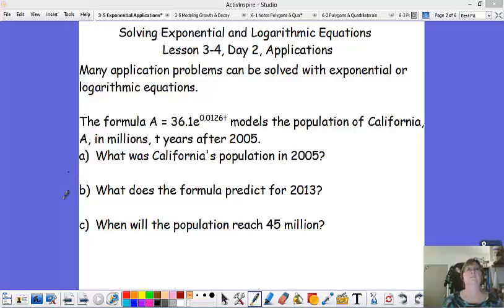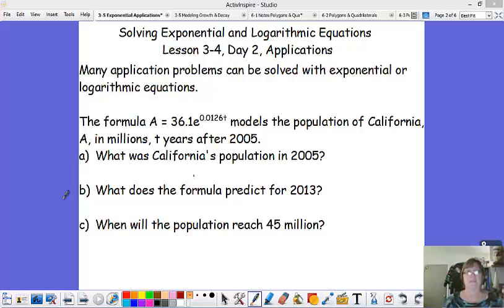Hi, and welcome to our second lesson about solving exponential and logarithmic equations. Today we're going to be focusing on some application problems because really lots and lots of application problems can be solved with exponential or logarithmic equations. They model a lot of what happens in the natural world.